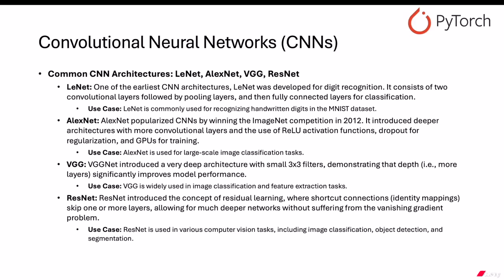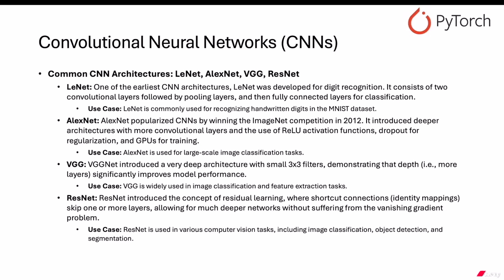AlexNet. AlexNet popularized CNNs by winning the ImageNet competition in 2012. It introduced a deeper architecture with more convolutional layers and the use of ReLU activation functions, dropout for regularization, and GPUs for training. Use case: AlexNet is used for large-scale image classification tasks. VGG. VGGNet introduced a very deep architecture with small 3 by 3 filters, demonstrating that depth, that is, more layers, significantly improves model performance. Use case: VGG is widely used in image classification and feature extraction tasks.